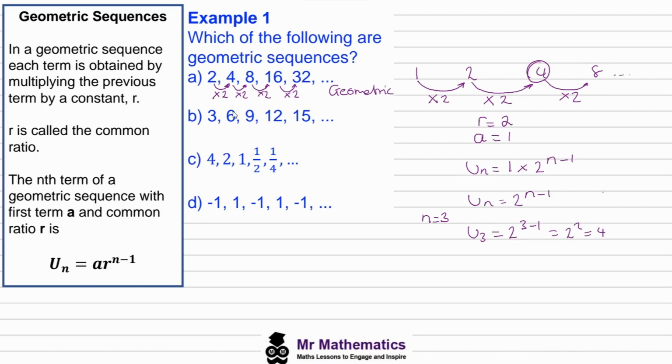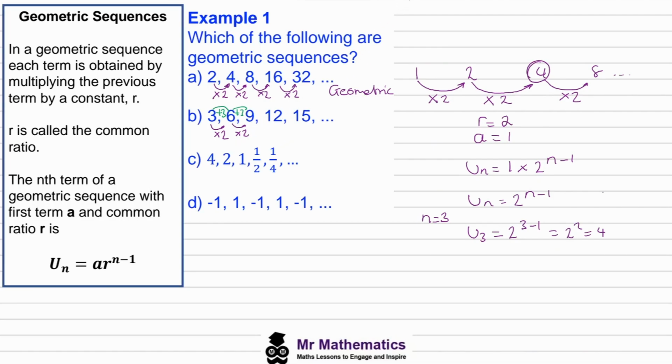In our next example, well, if this was geometric, we would multiply the 3 by the 2 to make 6, and then the 6 times 2 would make 12. But we have 9, and 9 times 2 is 18, so this is clearly not geometric. Actually, we can see that because it's got a common difference of 3, this is actually arithmetic.